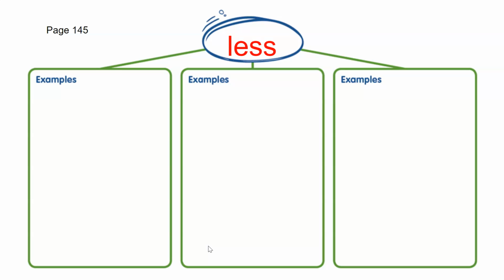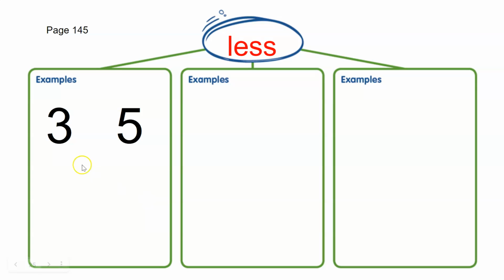All right, before we go to this page, you're going to practice on your page, putting counters with someone and seeing who has more and who has less. So you can do that, and then we will go on to this page right here. What does this say? This says less. So you're going to give 3 examples. This is page 145. You're going to give 3 examples to show less.